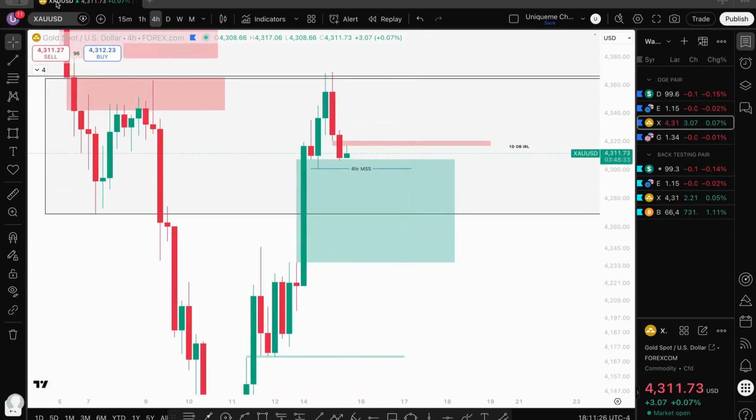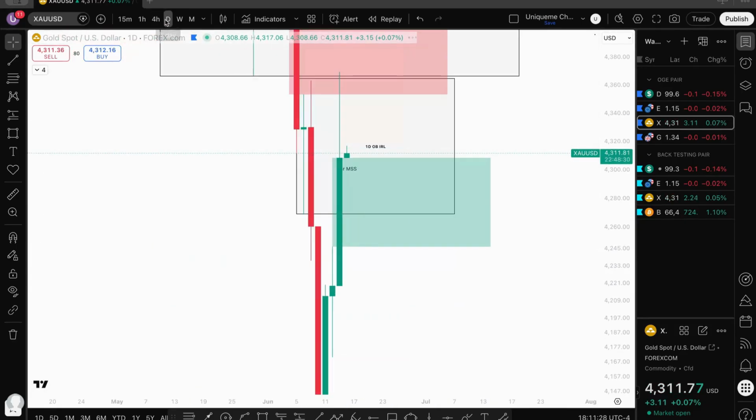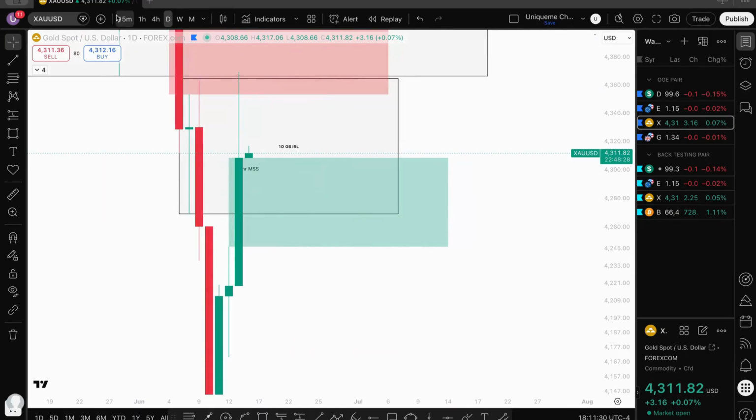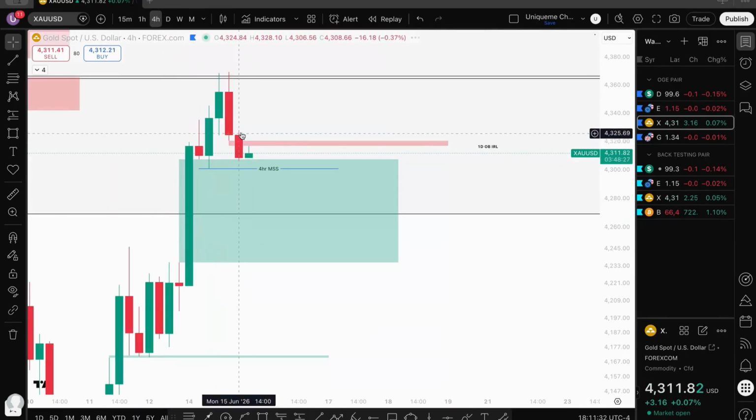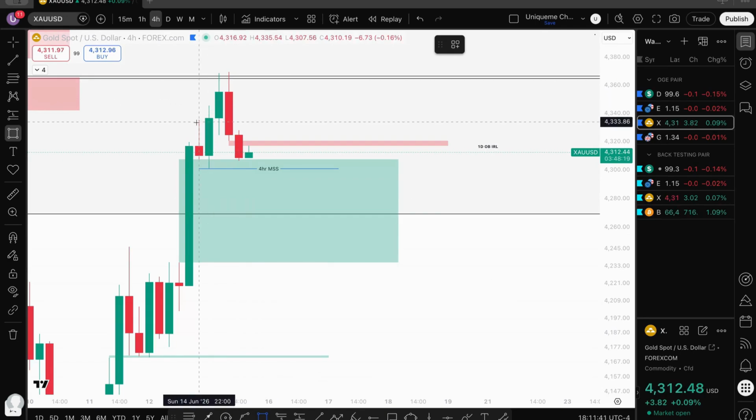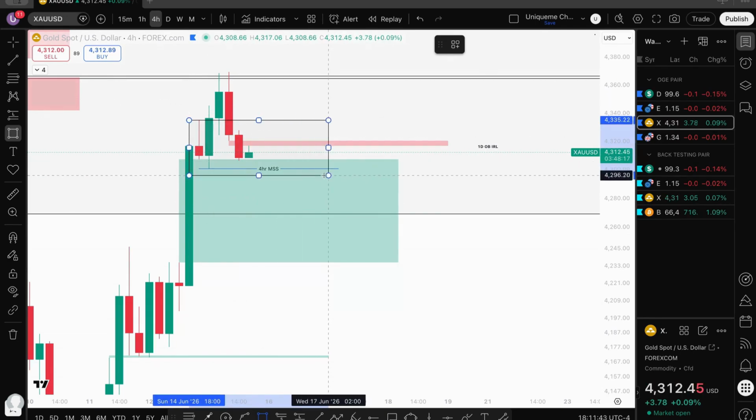So for now on gold, there's nothing for me. I'm just watching the 4 hours time frame to see whether it does a change of character or not. It keeps buying up since this is a swing point here. A minor structure here. Where's my triangle? A minor structure here. So I hope this is very, very helpful.